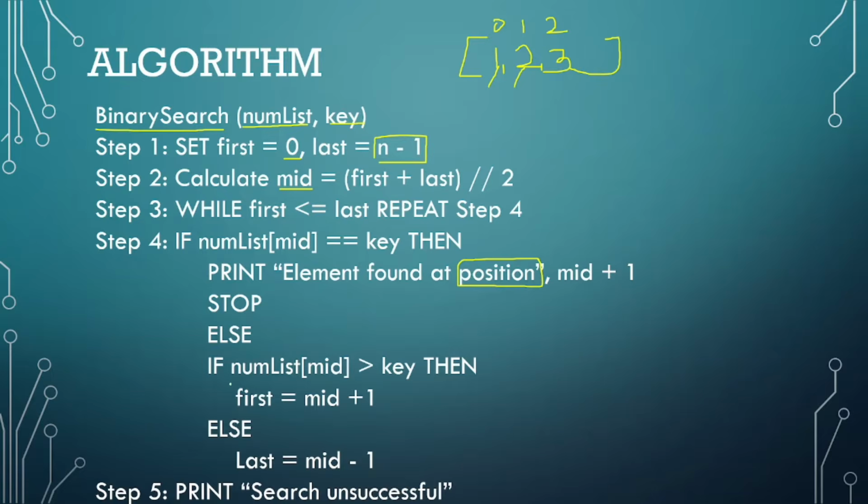Otherwise, you have to check if num list of mid is greater than key. If it is greater, then the searching will happen on the left side, so you are setting last equal to mid minus 1. Otherwise, if the searching happens on the right side, you are setting first equal to mid plus 1. If the key element is not present in the list, then you are printing what? Search is unsuccessful.